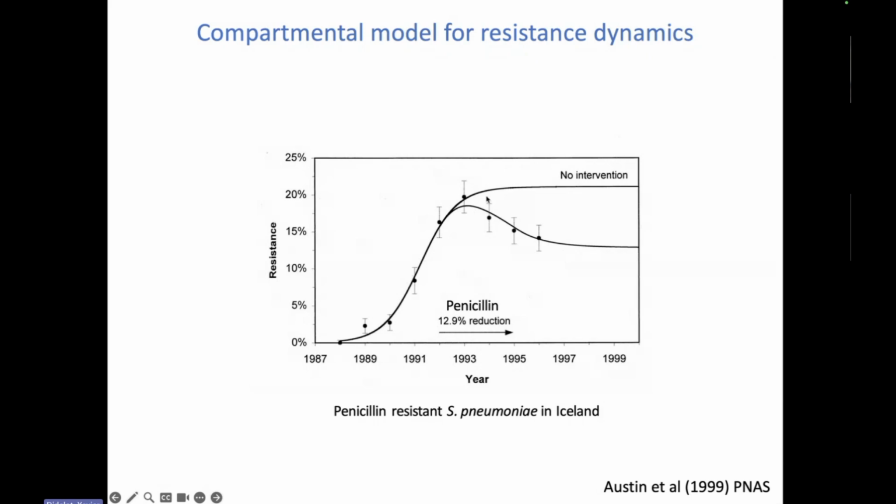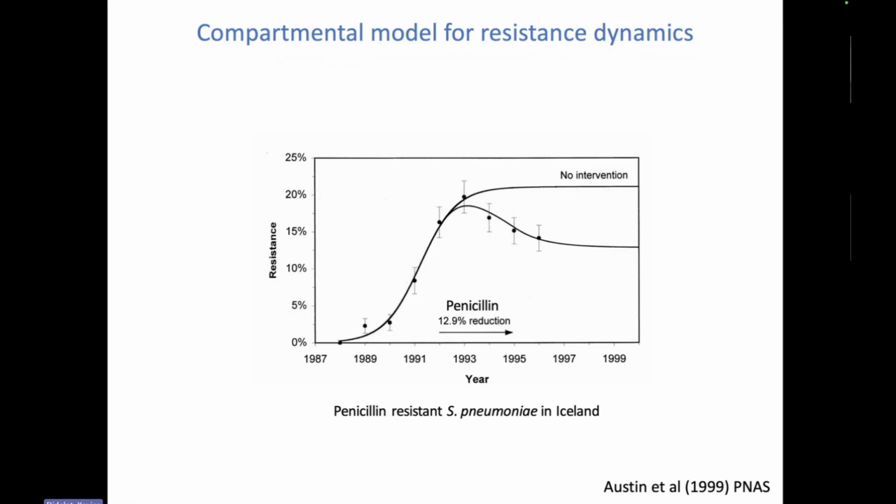The curve shows us what the model predicted, and the model predicted a very, very similar decrease. It's not a complete decrease, unfortunately, but a very similar decrease from maybe like 20% down to 15% in the percentage of resistance, given that we reduce the penicillin usage by about 13%.